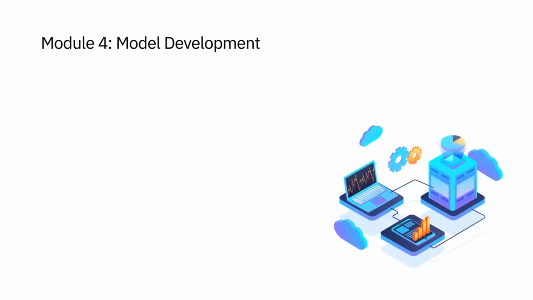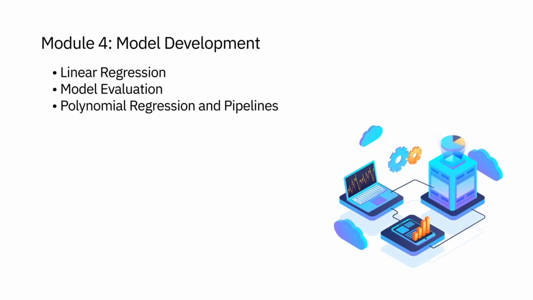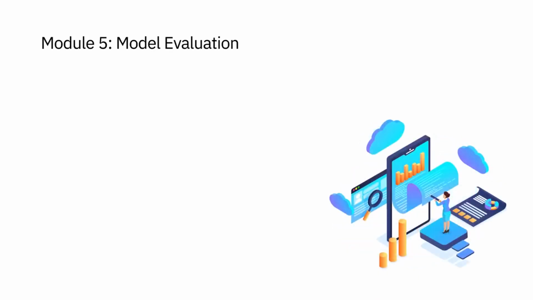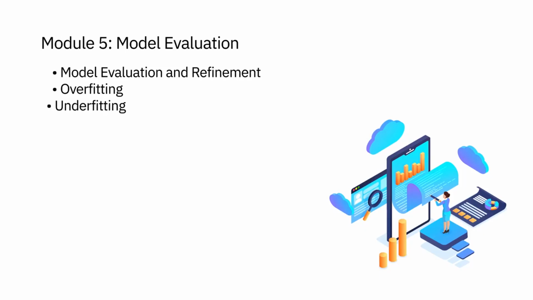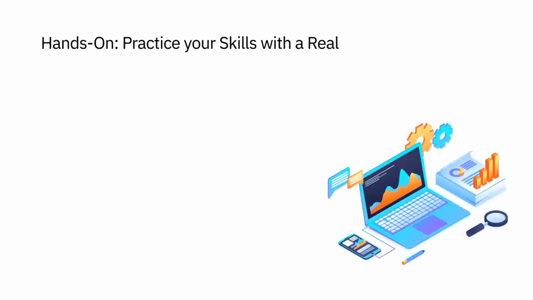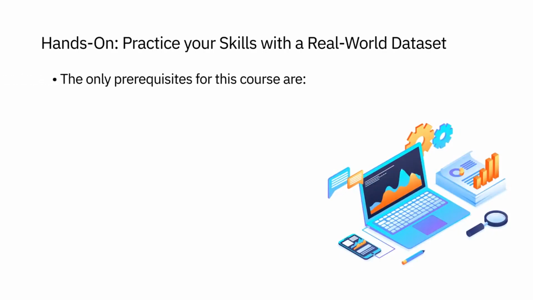In Module 4, you will learn linear regression, model evaluation, polynomial regression and pipelines, measures for in-sample evaluation, prediction and decision making. In Module 5, you will discover model evaluation and refinement, overfitting, underfitting, model selection, ridge regression, and grid search. Finally, you will practice your newly acquired skills with a hands-on project using a real-world dataset. The only prerequisites for this course are programming with Python and high school math.